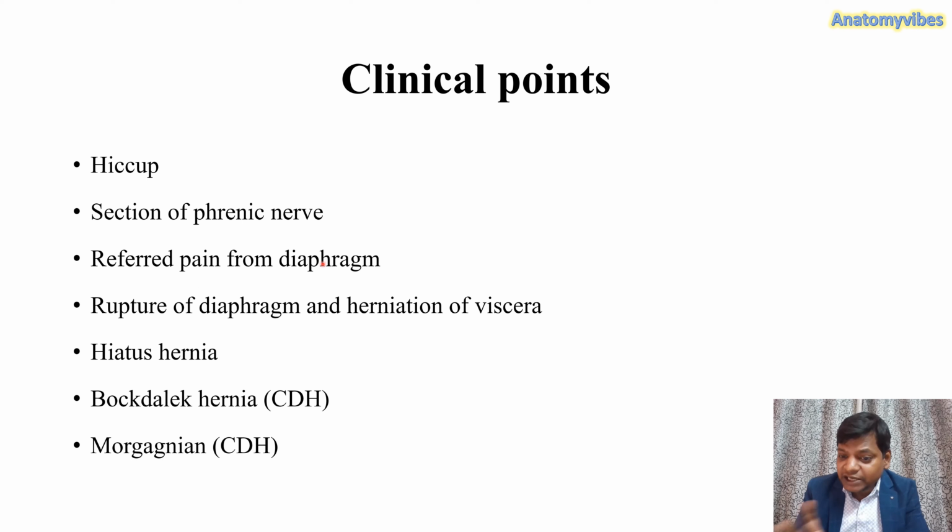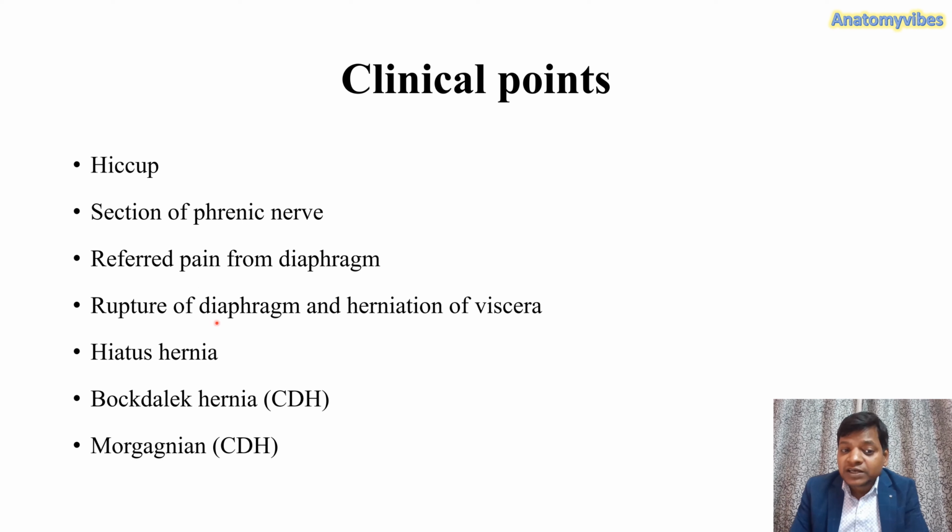Referred pain from the diaphragm we discussed, it can go to the shoulder region and we have to demarcate it from the cholecystitis pain, which can cause irritation of the peritoneum below the diaphragm. So you have to demarcate between both the points. Referred pain of diaphragm can also go to the subcostal region because the peripheral part is supplied by the intercostal nerves, lower 6 intercostal nerves.